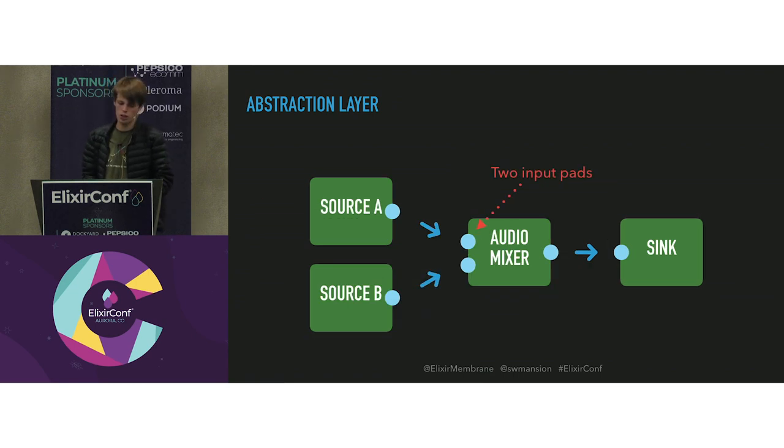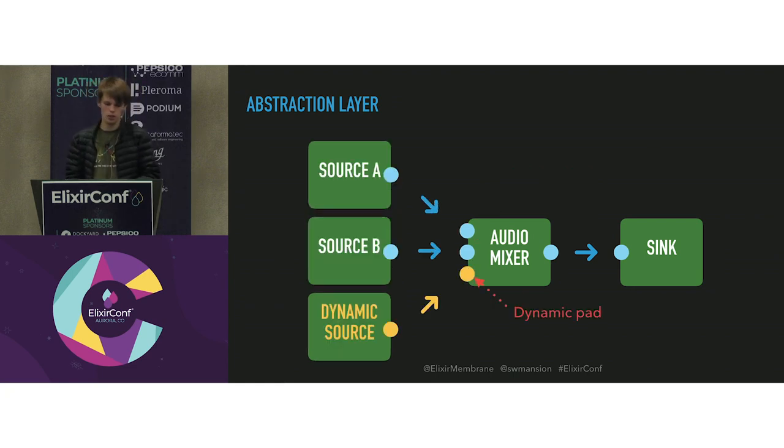A pipeline doesn't have to be linear. For example, if we have two audio sources and we want to mix them together, then the audio mixer needs to have two input pads. But in the case of mixing audio, we usually don't want to limit the number of inputs to any specific number. So that's why we have dynamic pads in Membrane that allow us to connect stuff dynamically. Dynamic pads can be dynamically instantiated and there's no limit on the number of these pads.